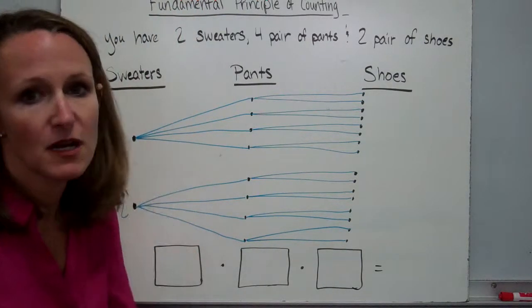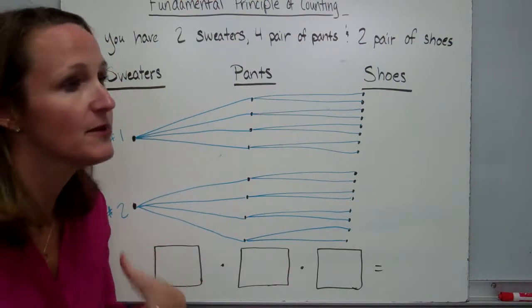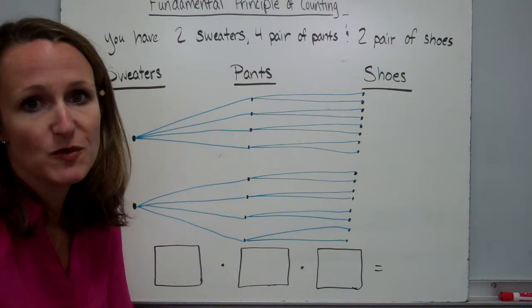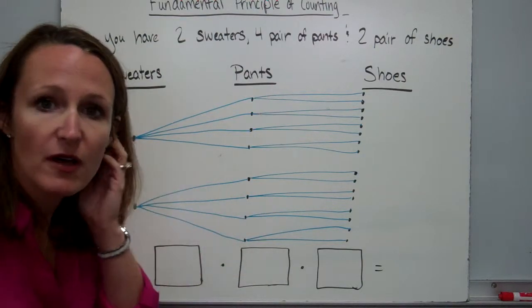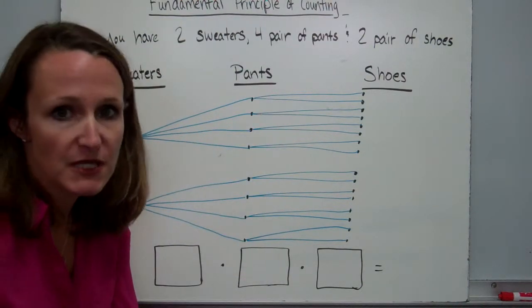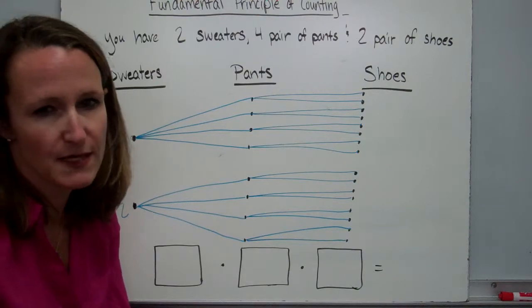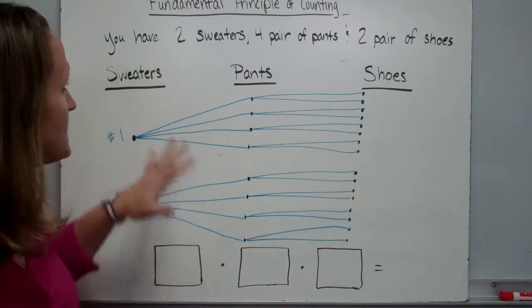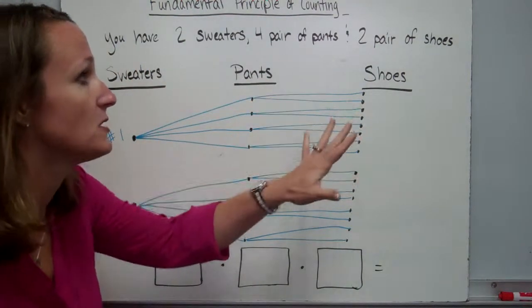So in this video we're going to talk about the fundamental counting principle. The fundamental counting principle is something that helps us to narrow things down. We have multiple different things we want to put together and the different ways that we can group them. So let's say we have 2 sweaters, 4 pair of pants, and 2 shoes.